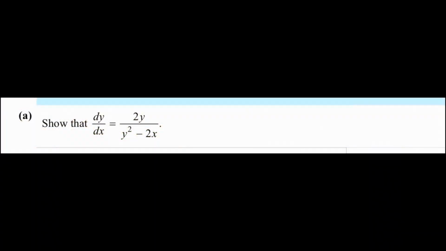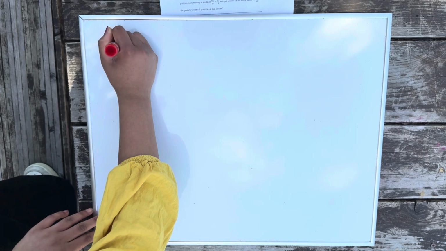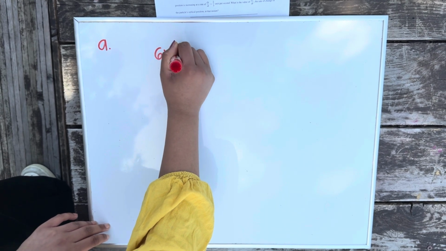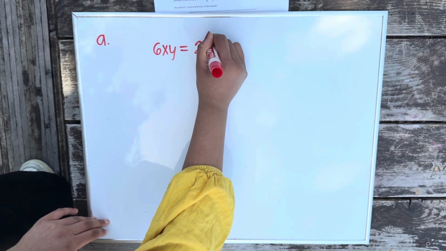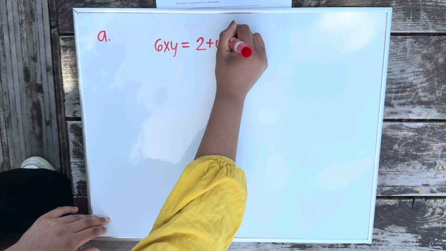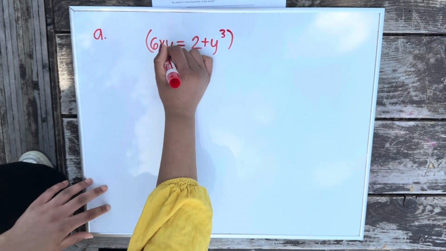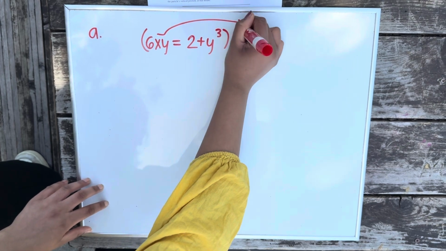For part A of this problem, you're asked to show that dy/dx, the derivative of the original function, is equal to 2y over y squared minus 2x, and the original function is given in implicit form, which is 6xy equals 2 plus y cubed. As you can notice, there's a y on both sides, so you must use implicit differentiation to prove that dy/dx is indeed what is given in A.